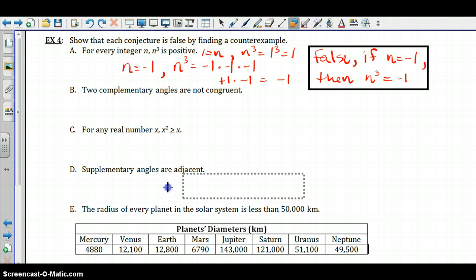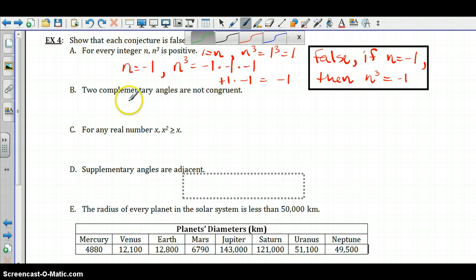So let's try some of the rest of these on your own, and we'll check our answers. If you need to pause the video for more time, go ahead and do so now. All right, hopefully you had a chance to look at these. Let's try this one. Two complementary angles are not congruent.